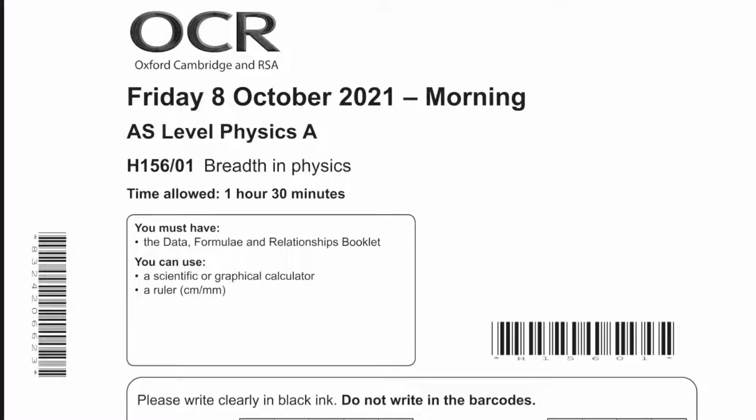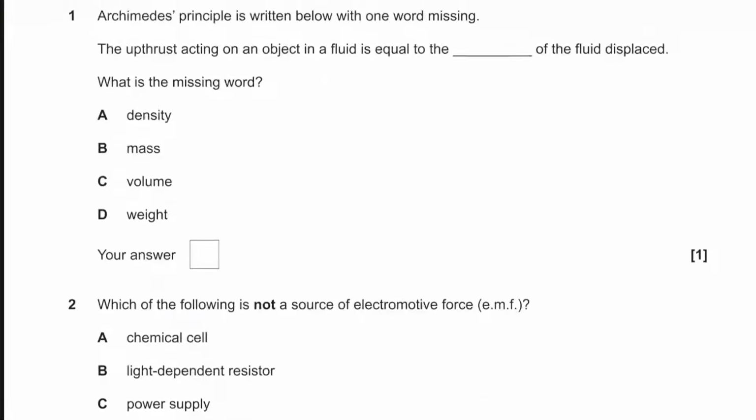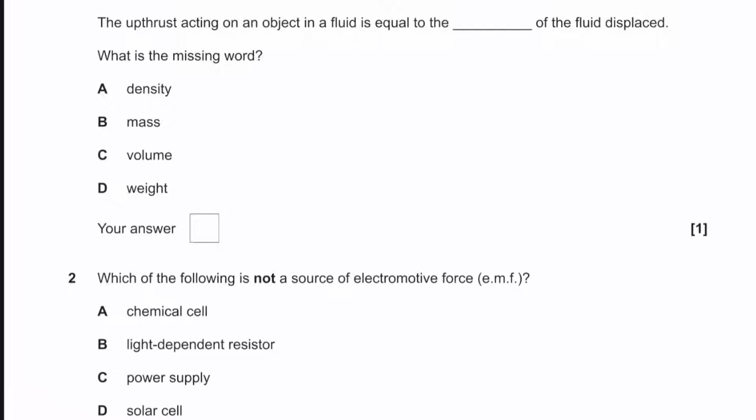Okay, this is OCR 2021 AS Level Physics, Paper 1, Breadth in Physics. And unlike AQA, I can show this paper on screen because OCR are chill dudes. Okay, number 1, here we go, multiple choice first.